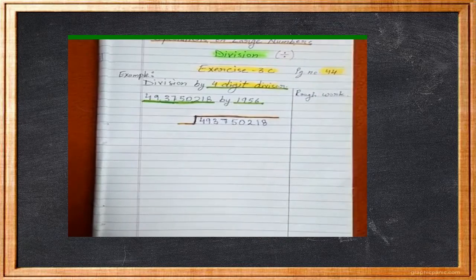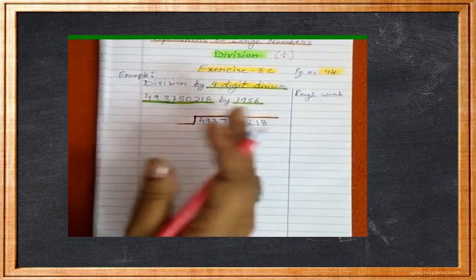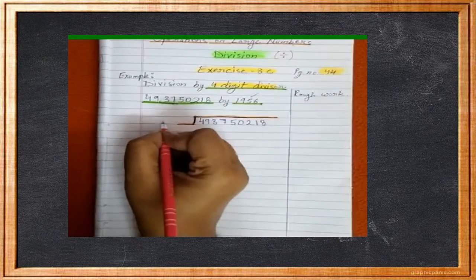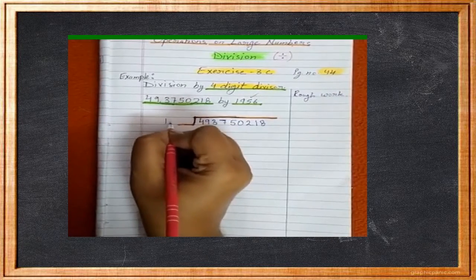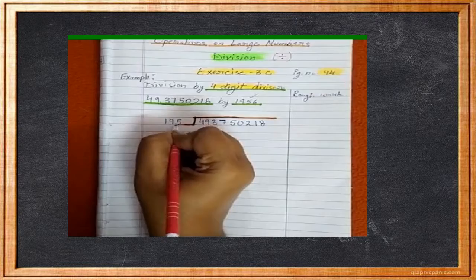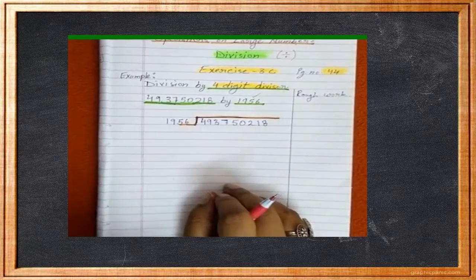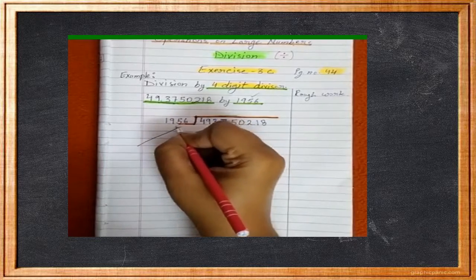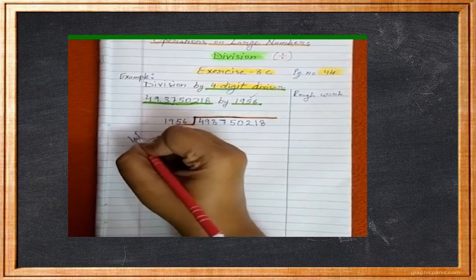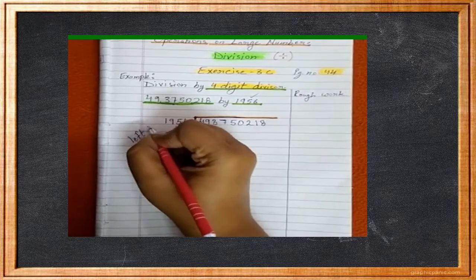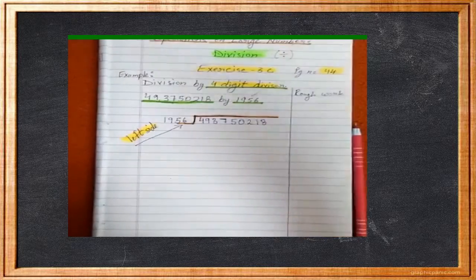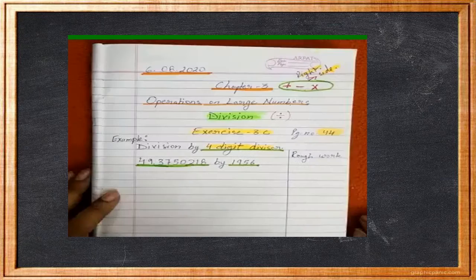Yes, children. Now, what we will be writing outside division box? Divisor. We will be writing divisor. So, what is our divisor? 1,956 is our divisor. I am reminding you again, children, we start division from left side. Yes, children, we start division from left side. Always remember this thing.